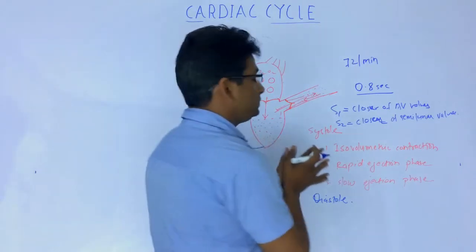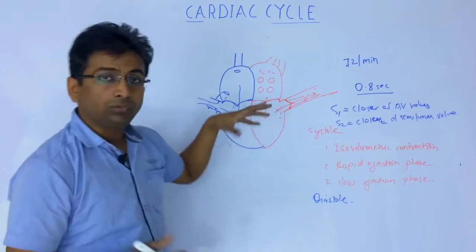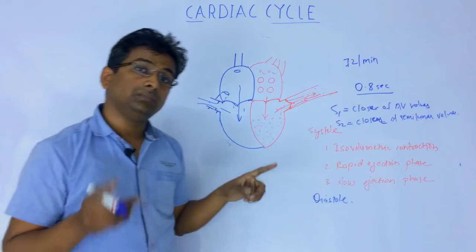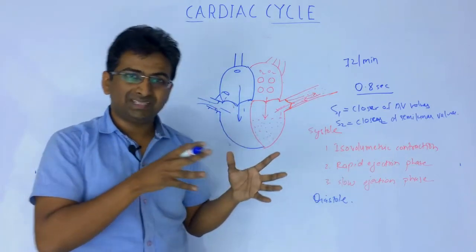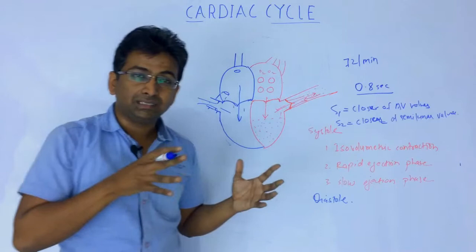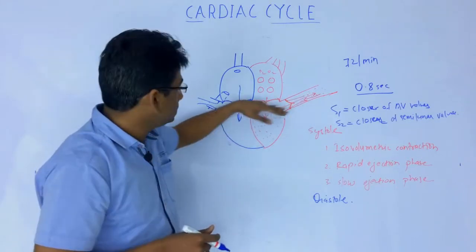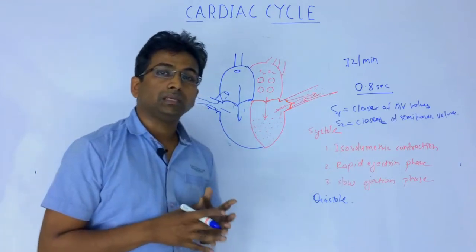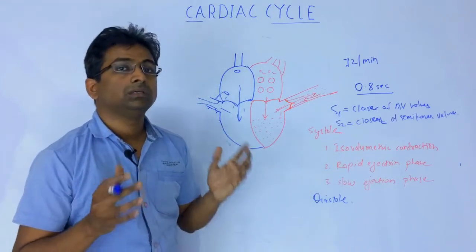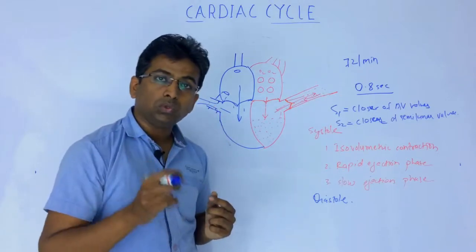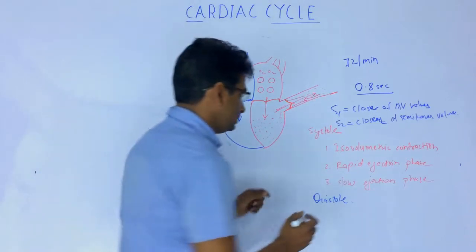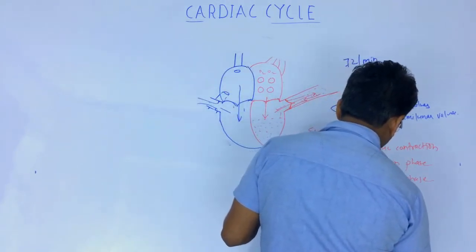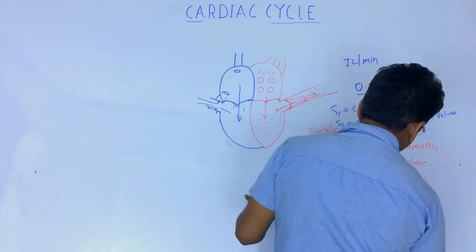Now the ventricle is further relaxing. The semilunar valves are just closed. The AV valves are already closed, they closed in the beginning of systole only. Now the ventricle is in diastole, the ventricle is relaxing, the semilunar valves are closed, and the AV valves were already closed on both sides. So the ventricle is relaxing as a closed cavity. That is called isovolumetric relaxation.